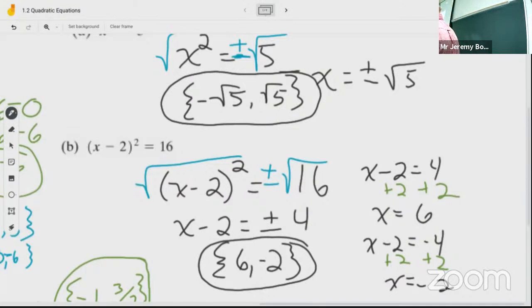That is another one you don't have to use the square root method on. You could expand the x minus 2 squared using FOIL, right? You get x squared minus 4x plus 4 is equal to 16. Make one side equal to 0 and then factor it. You can do it. It's a lot more work than what we just did there. Any questions on that?